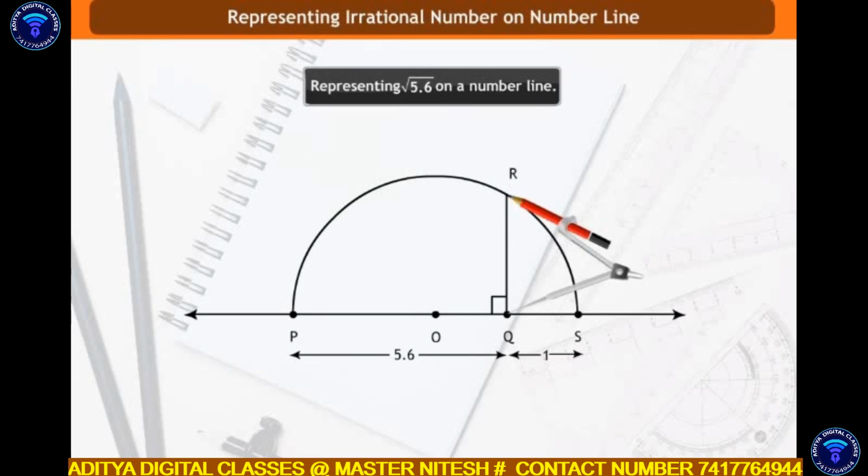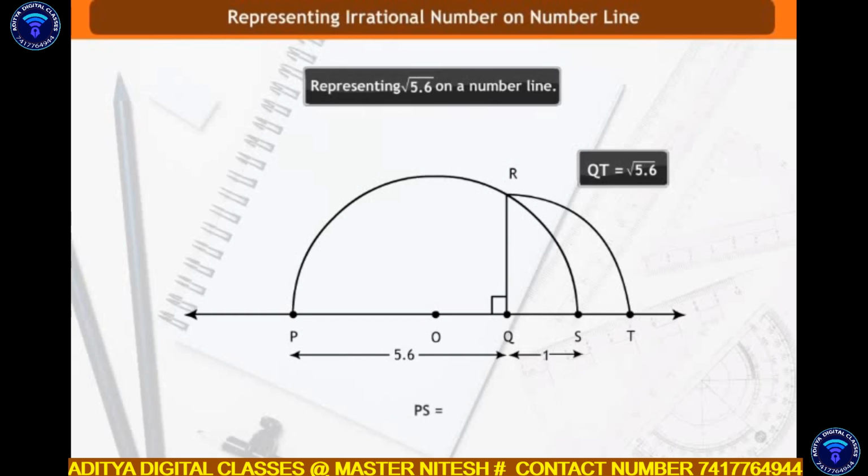Take Q as center and draw an arc with length of QR as shown here. This arc intersects at point T and length QT is root 5.6 units. Let us justify this construction.